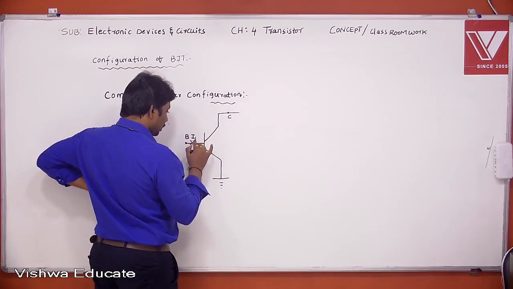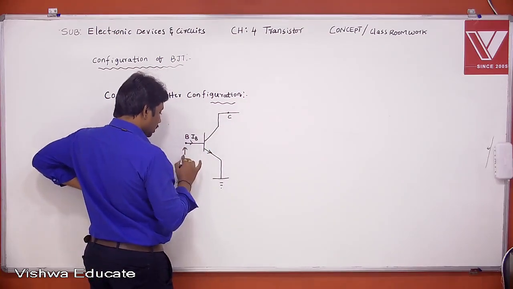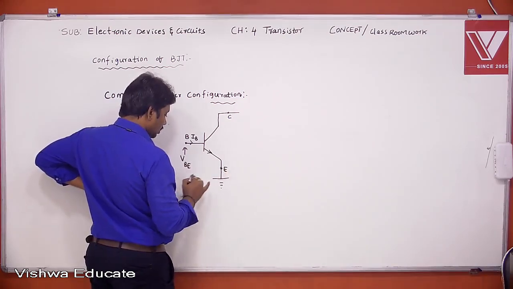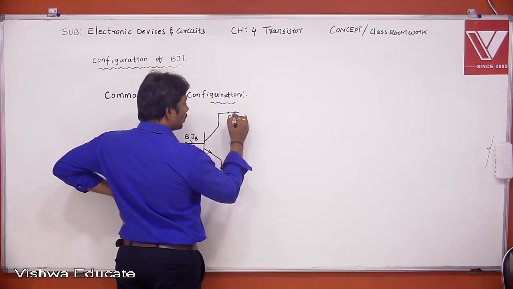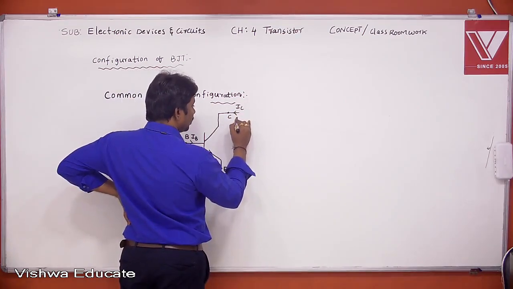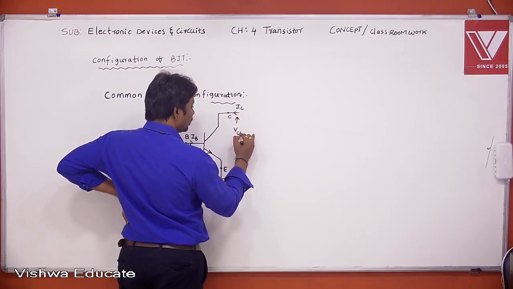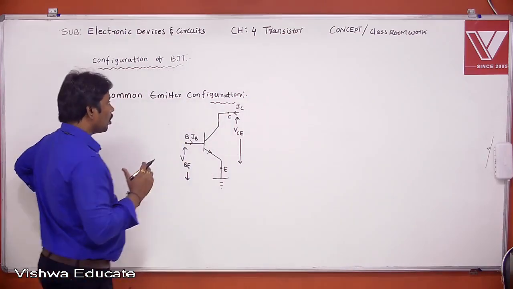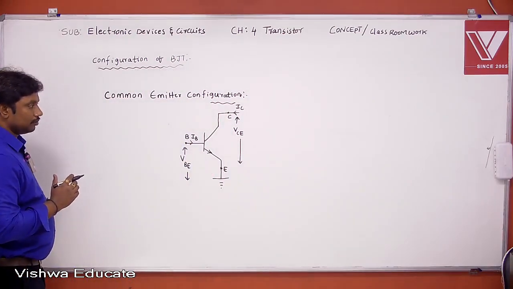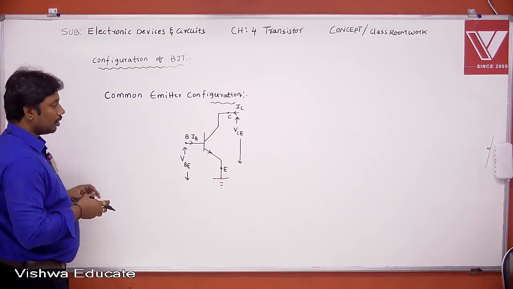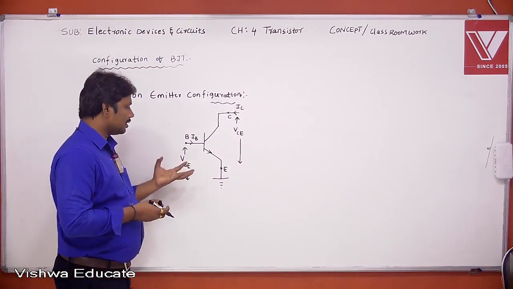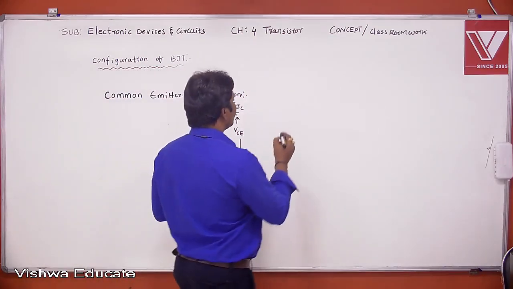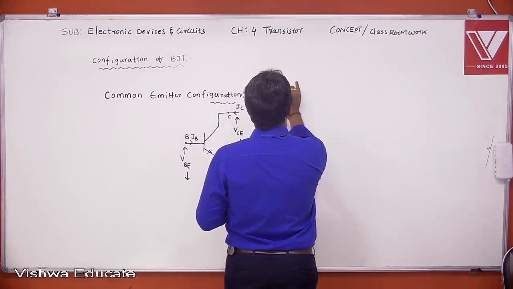Here what are the input current? IB, and input voltage is nothing but VBE, and output current is nothing but IC, and output voltage is nothing but VC. Right. This is the BJT in common emitter configuration. Now we will see the response of input and output characteristics. So first I start with input characteristics.